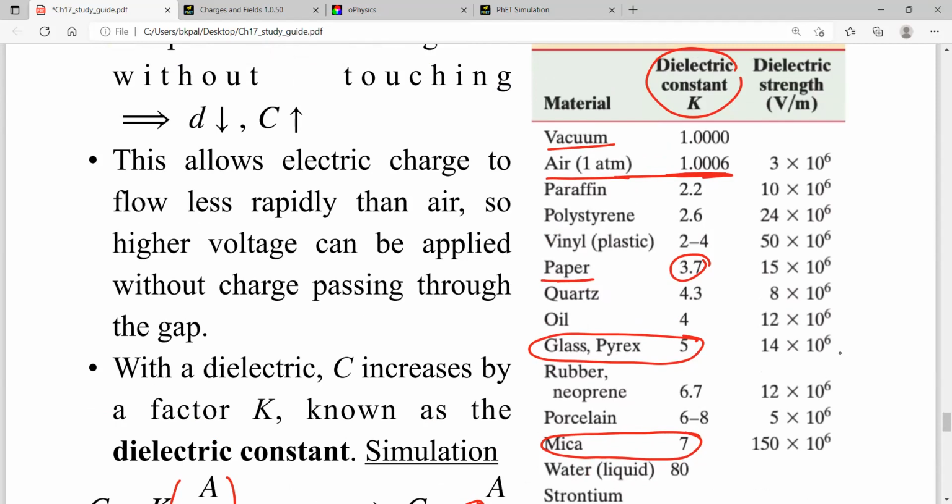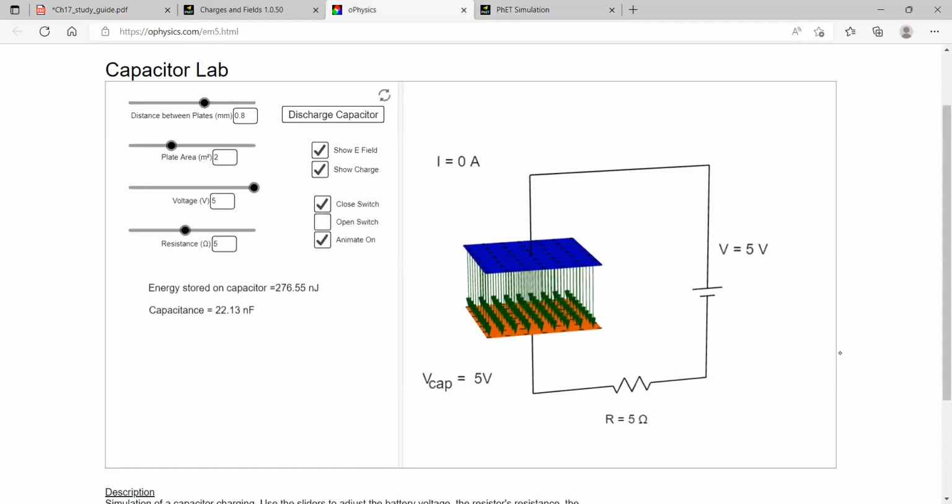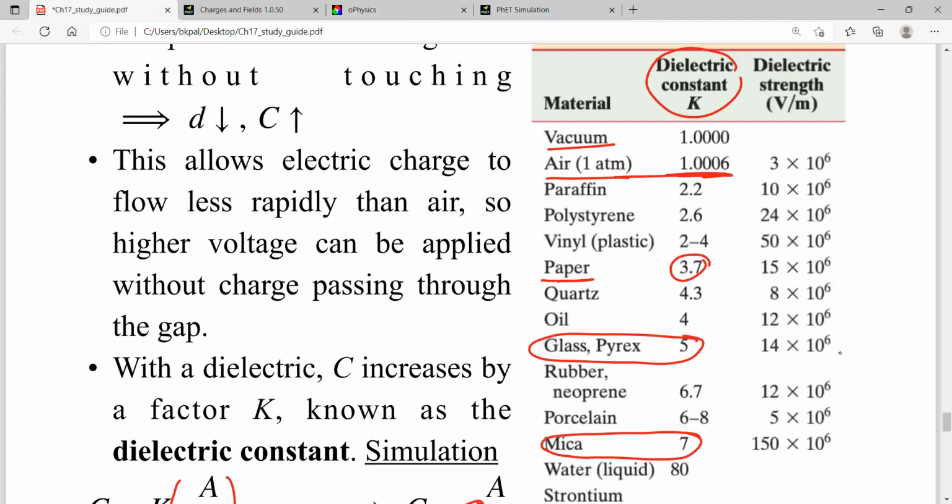So you know that when you connect a capacitor with a battery, there is an electric field in between. So in between the two plates, there are electric field lines, okay? And by dielectric strength, we mean the maximum electric field it can hold. So if you keep increasing the voltage, at some point you will see that the capacitor breaks down. Breaking down means it cannot hold more than that electric field, okay?